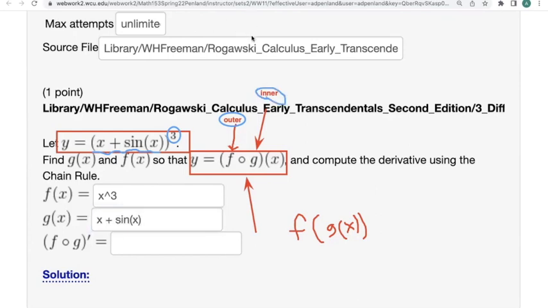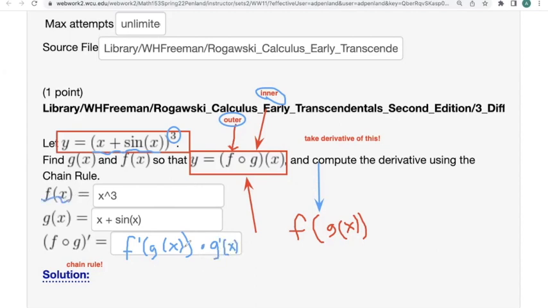Now we're asked for the derivative of this composite function. And this is exactly where we need to apply chain rule. So chain rule says that when you take the derivative of f of g of x, the derivative is f prime of g of x times g prime of x. It's an inside-outside thing. Take the derivative of the outside, don't touch the inside, and then multiply it by the derivative of the inside. If I look at this, I have all the pieces I need.